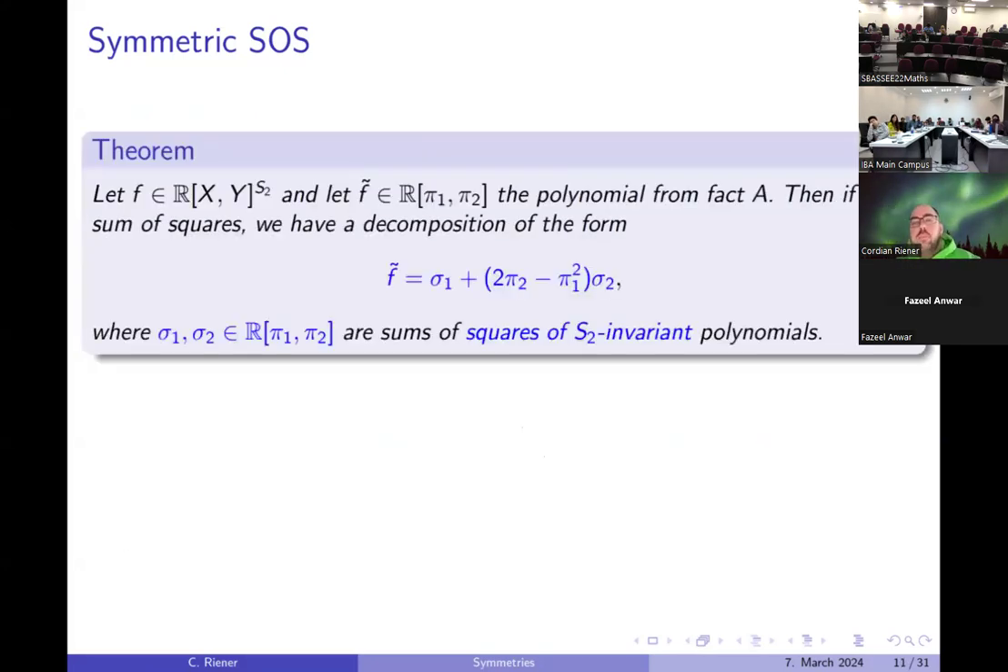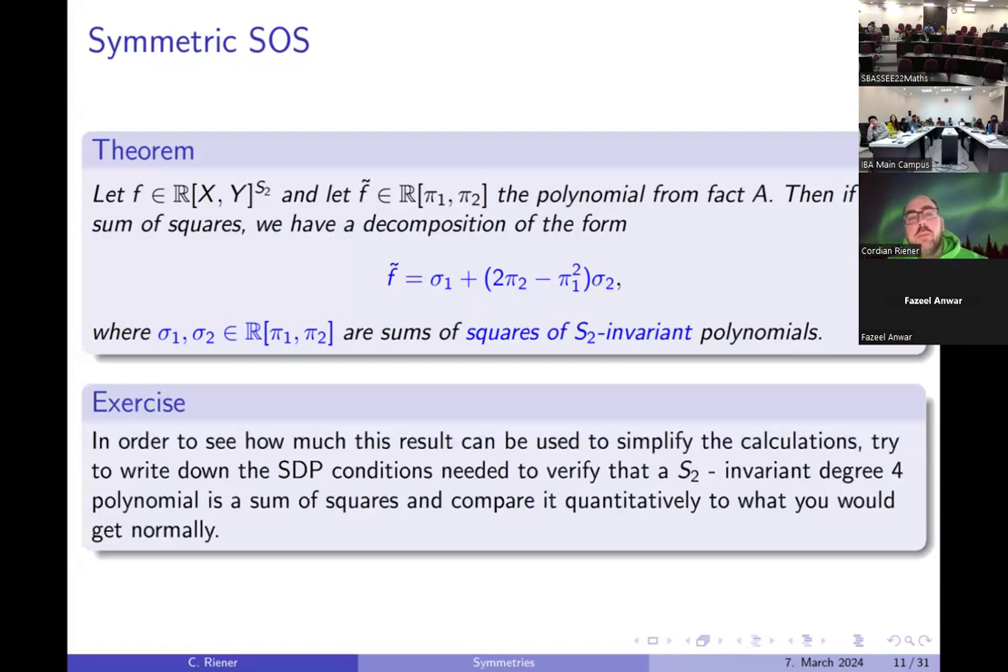Okay, so we get a certificate. The important thing with this theorem is, if I have a polynomial f, I can compute the polynomial f twiddle. And by seeing this decomposition, which I can also check algebraically, I now know that my original polynomial is a sum of squares. Let me say this again. F twiddle is not a sum of squares of polynomials in the ring R of pi 1 and pi 2. However, I know that this representation guarantees me that my original polynomial was a sum of squares. Okay.